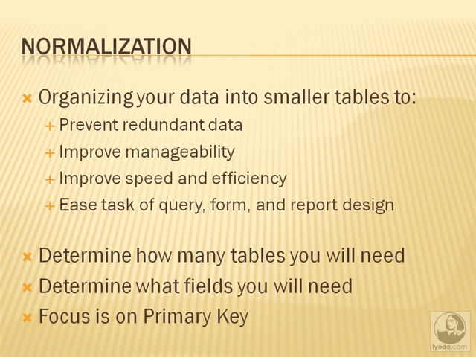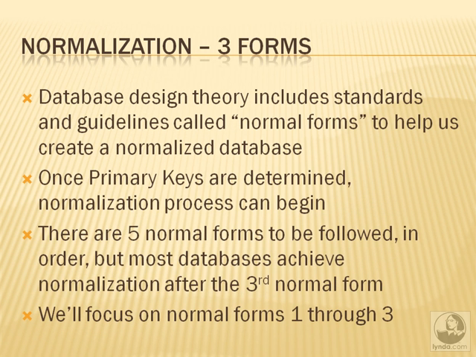So the things we need to do in normalization is determine how many tables we're going to need, determine what fields we're going to need, and then focus in on that primary key. There's actually 5 forms of normalization, but we're going to talk about the main 3 that usually allow us to achieve normalization. Database design theory includes standards and guidelines, and they're called normal forms to help us create a normalized database. So once the primary keys are determined, normalization can start to take effect. There are 5 normal forms, like I mentioned, and they have to be performed in order, but most databases achieve normalization after the 3rd normal form. So that's what we're going to focus on, normal forms 1 through 3.